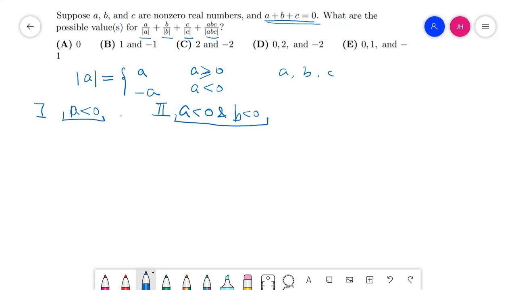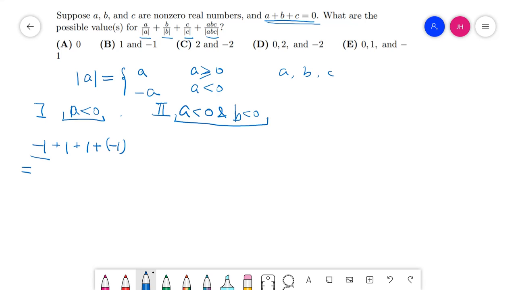For case 1, we know that the first fraction equals negative 1, because the numerator is a negative number. And the second fraction is certainly 1, the numerator b is positive in case 1. And so is the third fraction. And for the last one, abc, when a is less than 0 and b, c are both positive numbers, the product is of course a negative number. Therefore, the last fraction is negative 1.